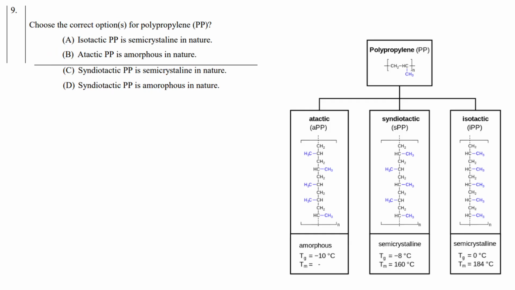Now in this case, they want us to identify the correct options for polypropylene. Tacticity can be present in polypropylene because the monomer unit is like this. It's a prochiral center, and in the chain you would definitely generate this kind of chiral center, and tacticity would be there.